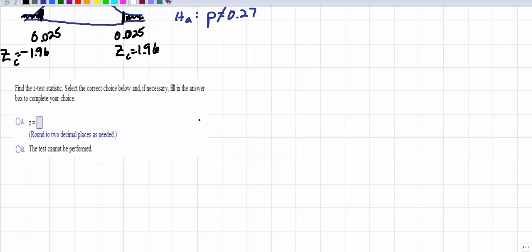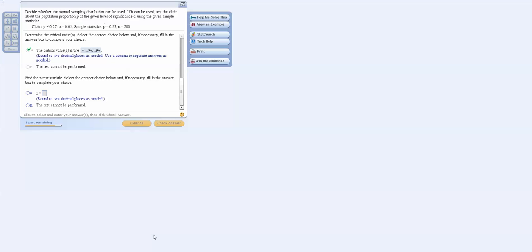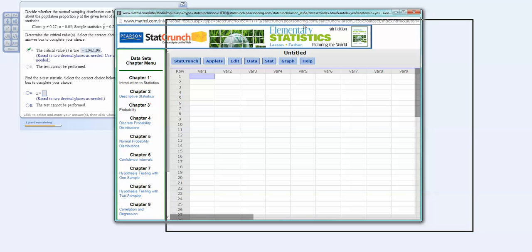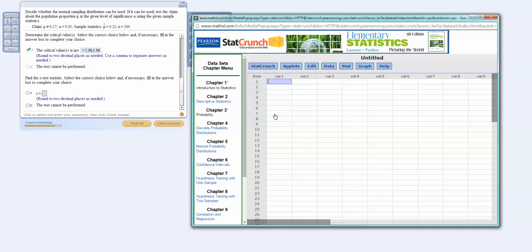The next part of the problem states find the z-test statistic, select the correct choice below, and if necessary fill in the answer box to complete your choice. A, z is equal to some value, round to 2 decimal places as needed, or B, the test cannot be performed. In this particular case, we're going to use Statcrunch to do our calculations. So when you're in the problem, if you left click this button that says Statcrunch, it will open up another window. This particular window will allow you to use Statcrunch to do some calculations.